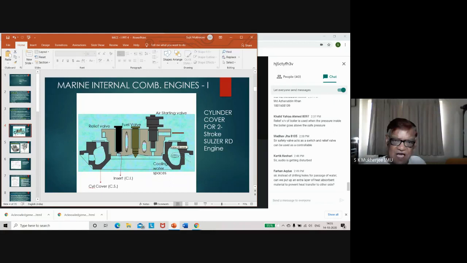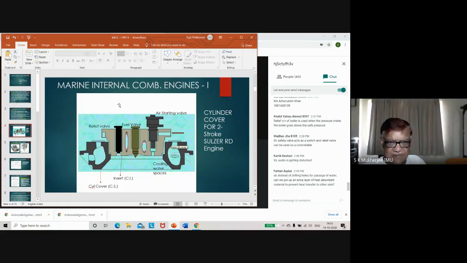One mounting which is not shown here is the indicator cock, and that is at a different section. It will have one little hole, and a small hole going right on the top, and the indicator cock will be right on top over here. Okay, that will also be passing through the insert. So this is your cylinder cover.